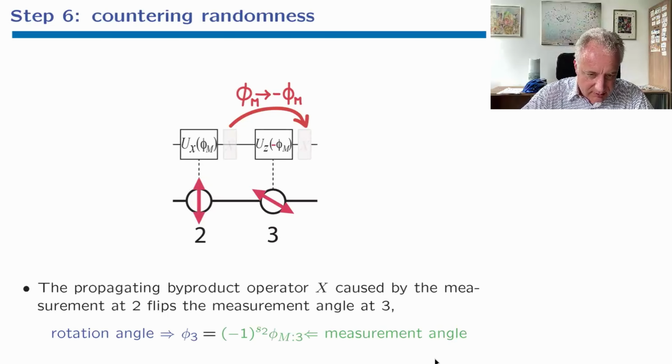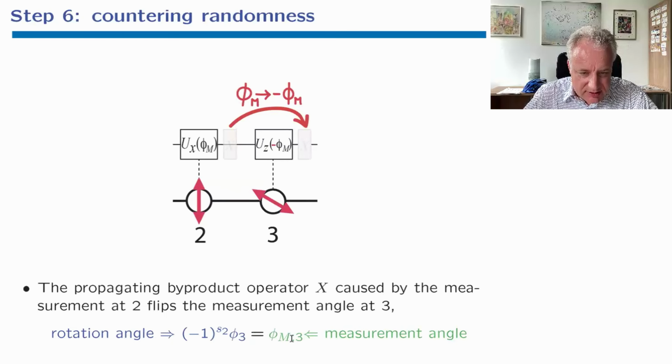Now, mathematically, this is equivalent to that. We just take the minus 1 to that power to the other side. And now what has changed is that previously we had the measurement angle define the rotation angle. But now, and this is how we will use it, we have the rotation angle define the measurement angle.